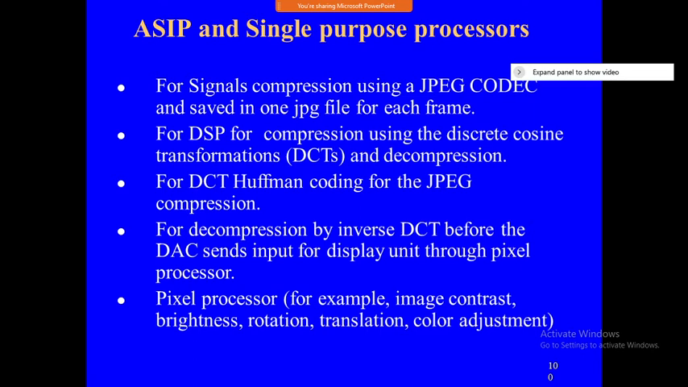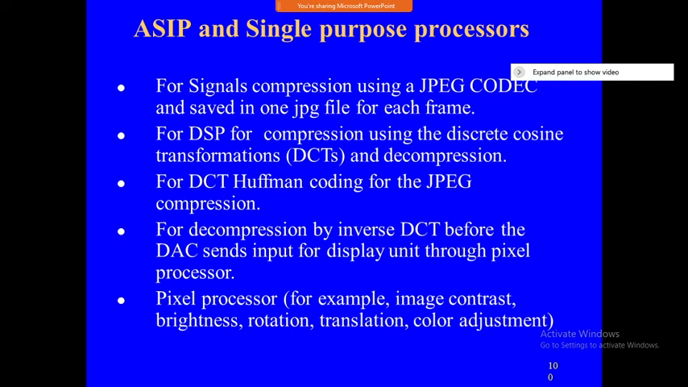First, you save the picture in your memory card. How do you access it from the memory card? Through the inverse DCT. Through the inverse DCT, you convert the digital data back to analog, and it is sent to the pixel processor. That pixel processor shows the image on the LCD screen.